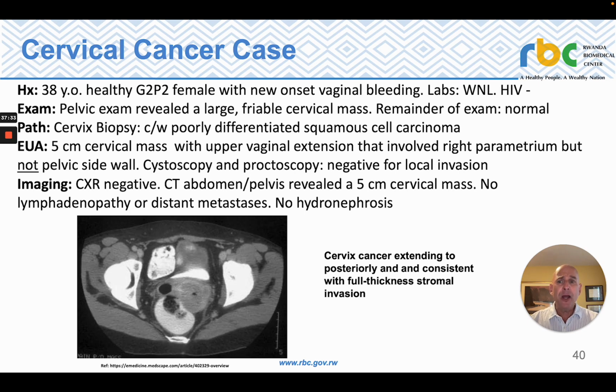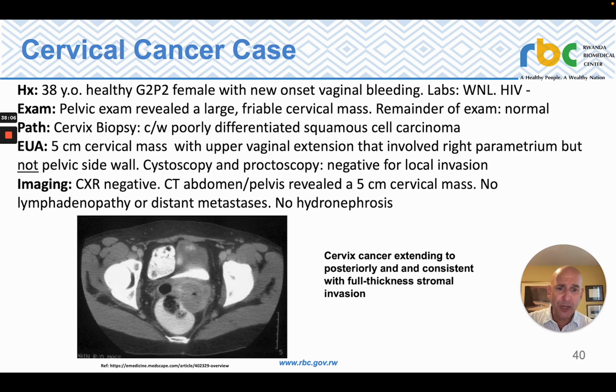On exam, under anesthesia, this patient was found to have a 5-centimeter cervical mass with upper vaginal extension that involved the right parametrium, but not the pelvic sidewall. Cystoscopy and proctoscopy were done, and they were negative for local invasion. Imaging included a chest x-ray, which was negative, a CAT scan of the abdomen and pelvis, which revealed a 5-centimeter cervical mass, no lymph nodes or distant metastases identified, and no hydronephrosis.